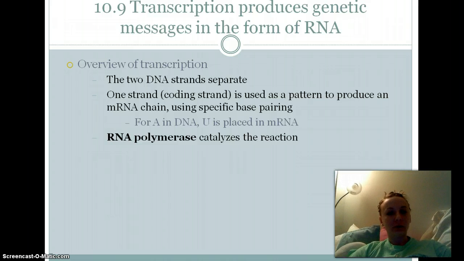So transcription produces genetic messages in the form of RNA. A lot of this that we're going to go over right now is just a review from what you've already learned in class. So here's an overview of transcription.